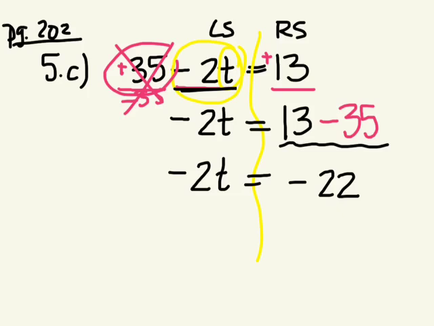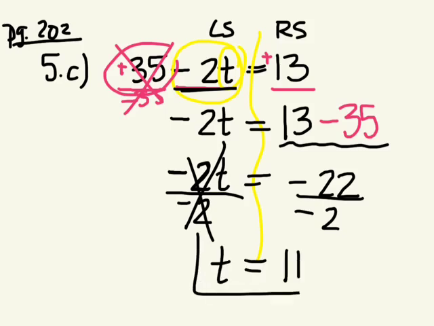Okay, opposite operations. This says negative 2 multiplied by something. What's the opposite of multiplication? So how do I get rid of the variable? Good, divide both terms by negative 2. You need to get rid of the whole thing. So t equals positive 11.